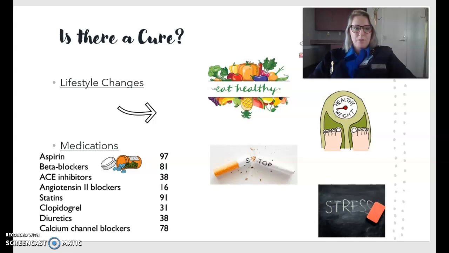The second option for treatment could be any prescribed medications, like the ones that you see here, from your doctor.